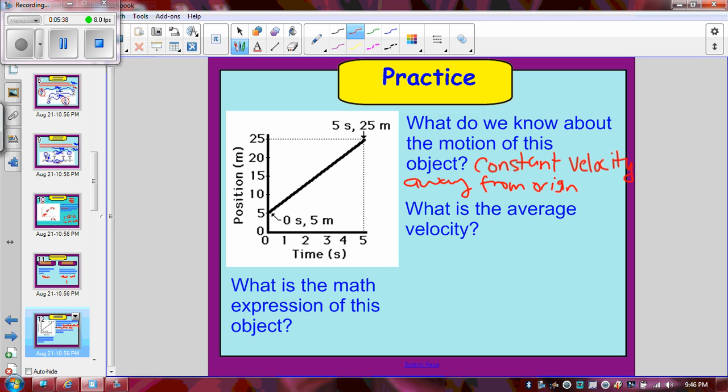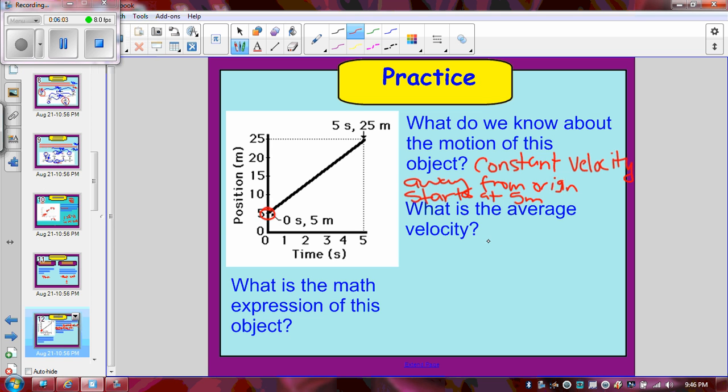And finally, one more important piece of information to note is that this object does not start at the origin. Notice at time equals 0 seconds, the object actually starts up here at the 5-meter mark. So I'm going to say the object also starts at 5 meters. You can see that a lot of information comes from a very simplistic looking graph.